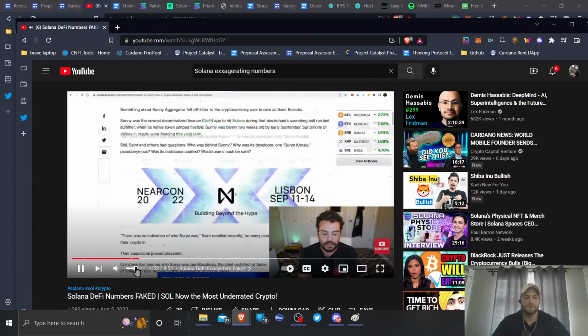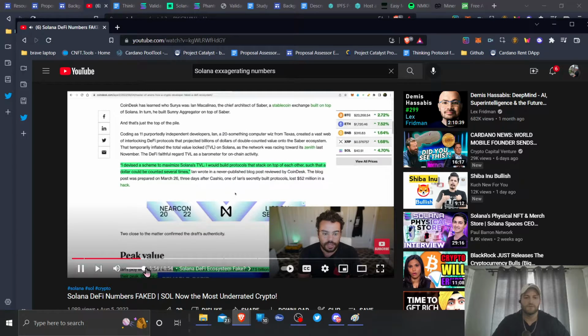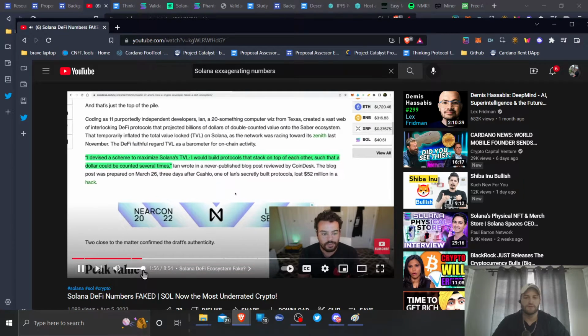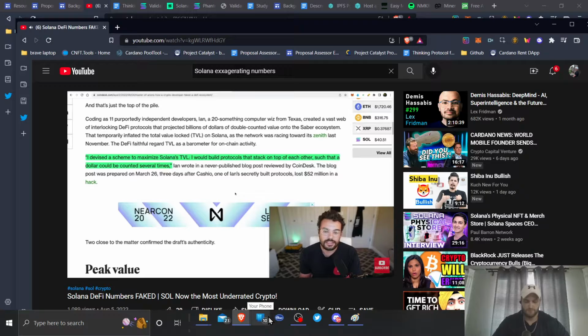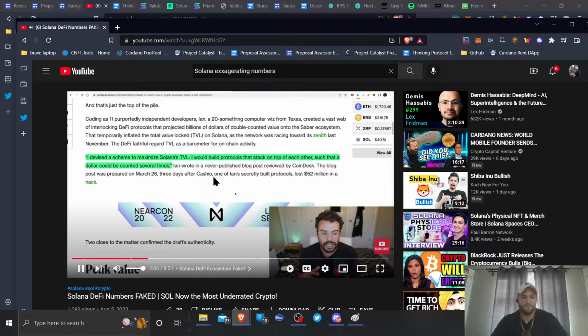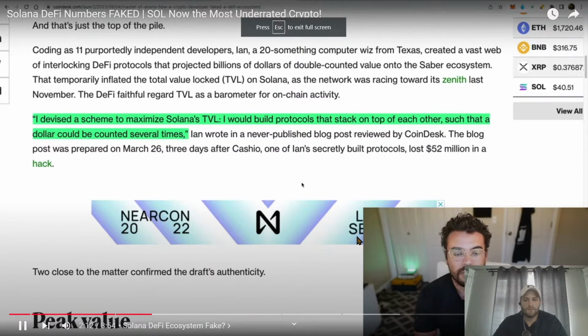Ecosystem on Solana. And how they went about that was devising a scheme basically to maximize Solana's total value locked. So these two brothers would essentially work hand in hand. They're both developers, and they would build protocols that stack on top of one another. And then that would basically cause the dollar amount to be counted several times. So we're talking about a ton of fake total value locked.